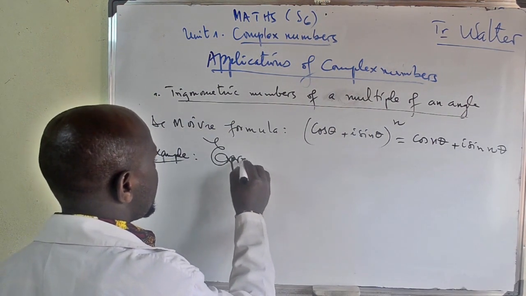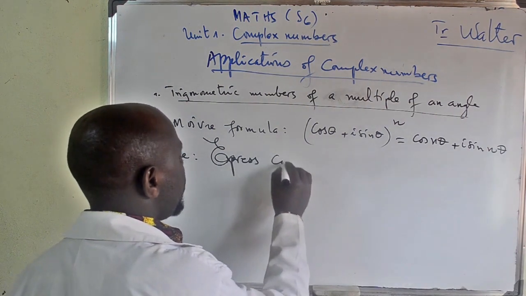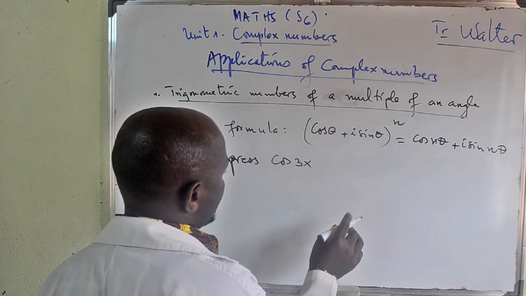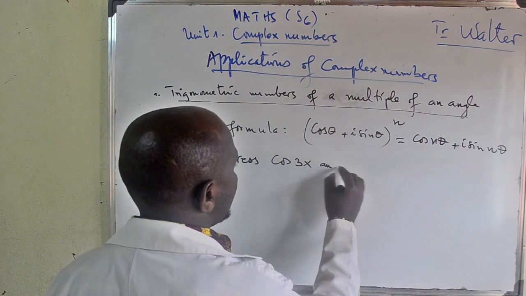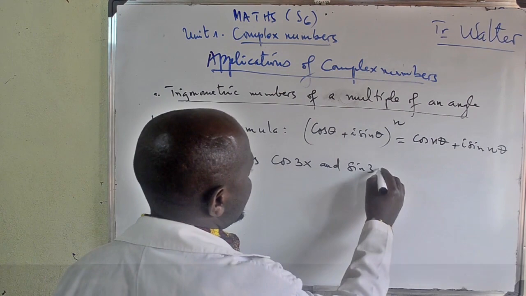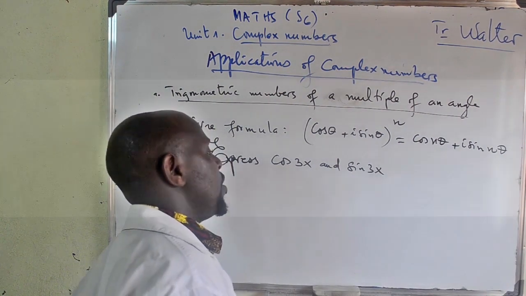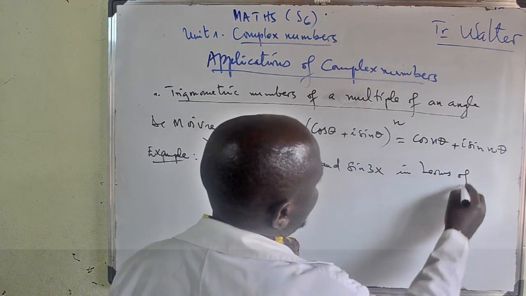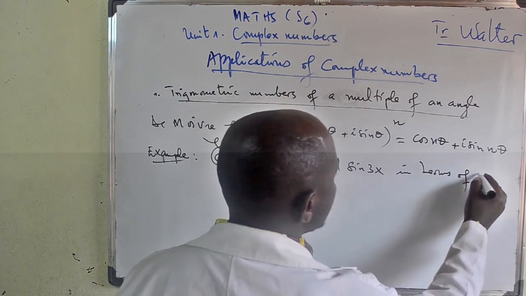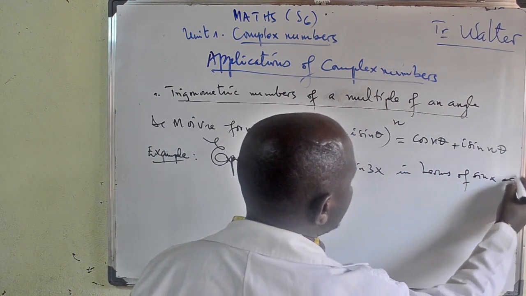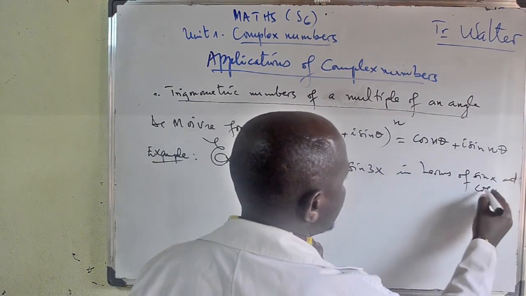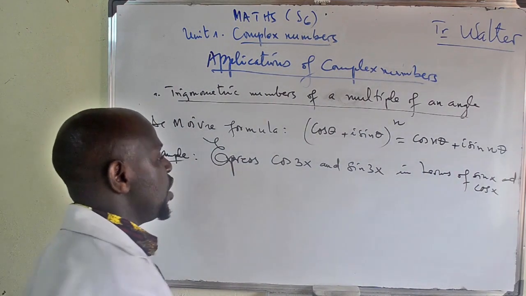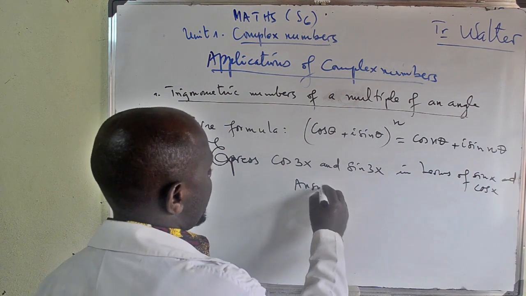A better example, ladies and gentlemen, is this: I will ask you to express cosine 3x and sin 3x in terms of sin x and cos x. Just this. I will ask you to do this. How are we going to do this, ladies and gentlemen? We shall have an answer here.